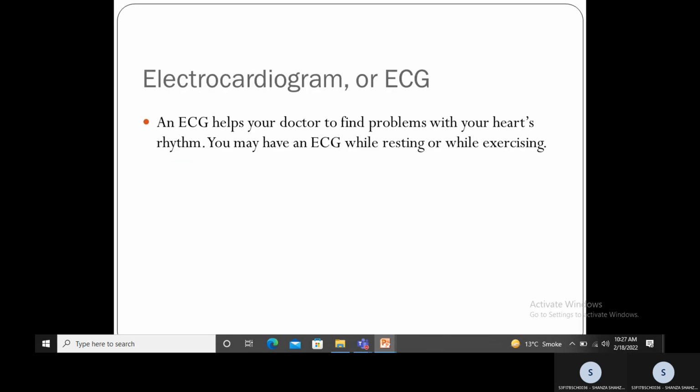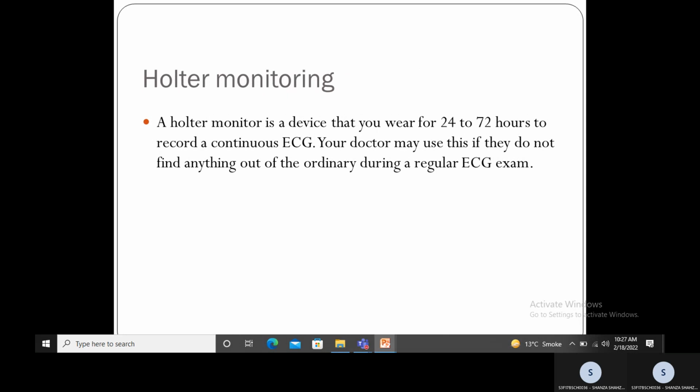The first is electrocardiogram. ECG helps your doctor to find problems with your heart rhythm. If you have a problem with the rhythm of your heart, the doctor can detect it through the ECG. You may have an ECG while resting or while exercising. The second is the Holter monitoring. A Holter monitor is a device that you wear for 24 to 72 hours to record continuous ECG. Your doctor may use this if they do not find anything out of the ordinary during a regular ECG exam.